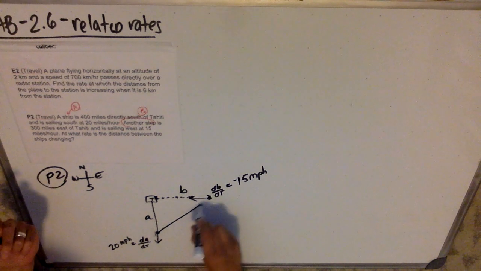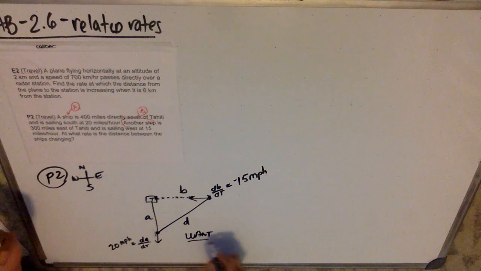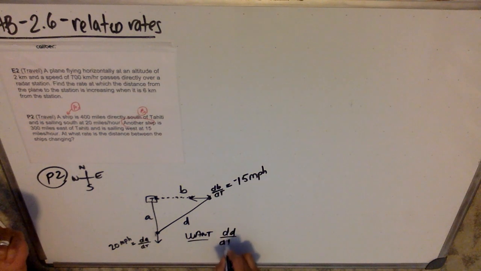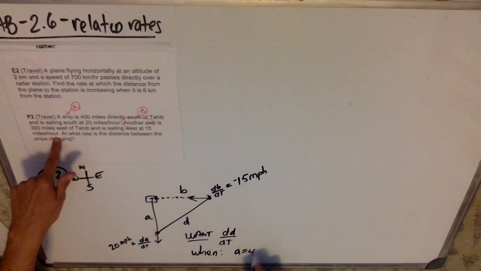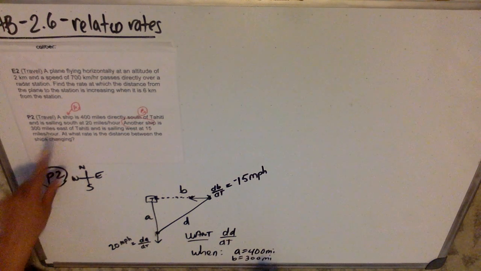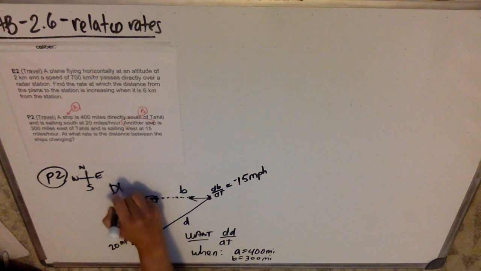Now, the distance between them, I'm going to use D, so it seems to me that what I want is dD/dt at the moment that they are describing here. And the moment they are describing here is when A is 400 miles and B is 300 miles, right? The reason I couldn't put the 300 and the 400 on my diagram is because the 300 and 400 are changing. Sure, at the instant that this picture was taken, A is 400 and B is 300, but because the two ships are moving, I can't leave those numbers on my diagram, right? So this is my diagram with my rates.